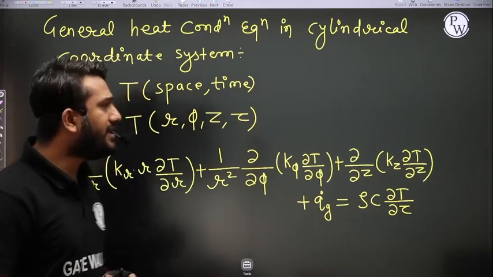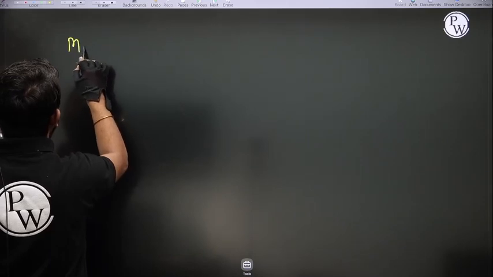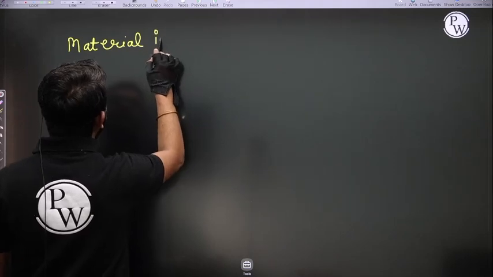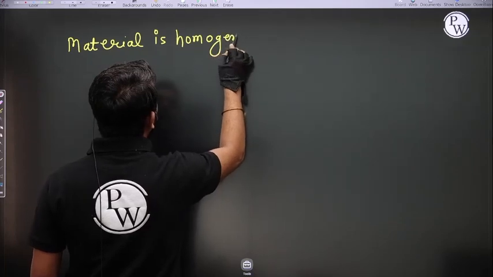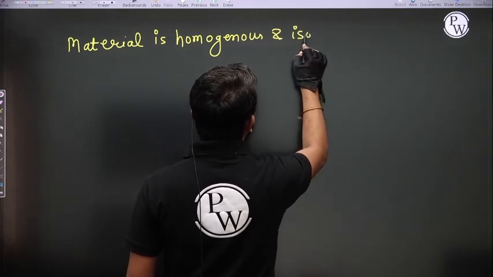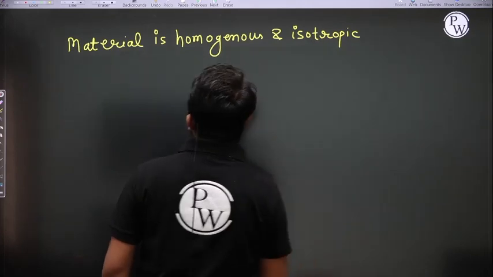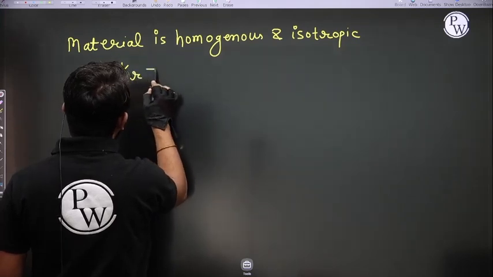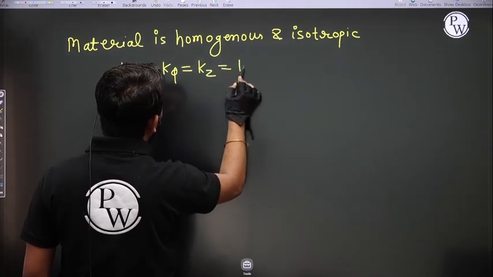Now I am assuming that the material is homogeneous and isotropic. If I am assuming the material is homogeneous and isotropic, that means that Kr is equal to K phi is equal to Kz, that is K.